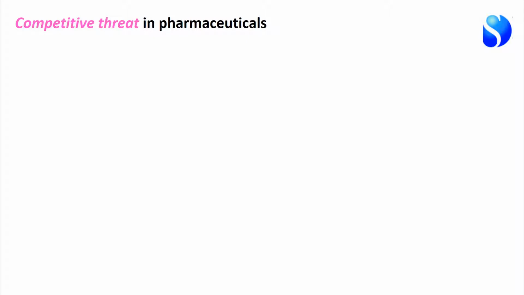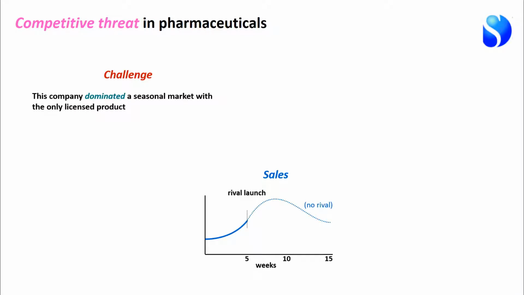This one, we'll actually look at this model in the course itself. This concerns travel vaccines. These are the vaccines people get when they're going to exotic parts of the world and might catch horrible diseases. This particular company, a division of GlaxoSmithKline, dominated this seasonal market with the only licensed product. So the chart here is looking at the seasonal peak of sales that the company would expect to see.